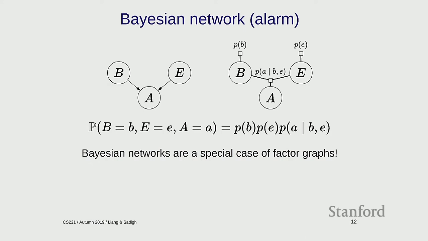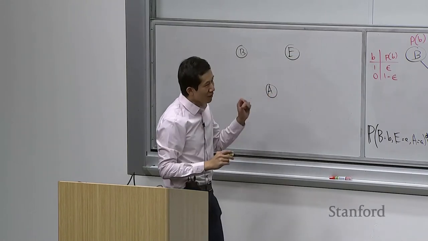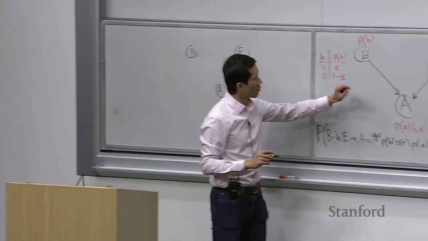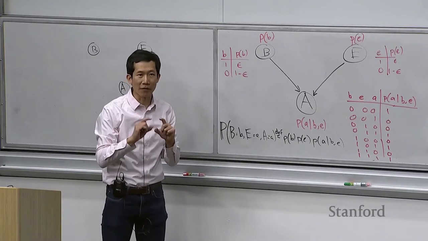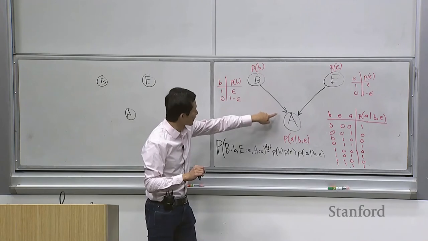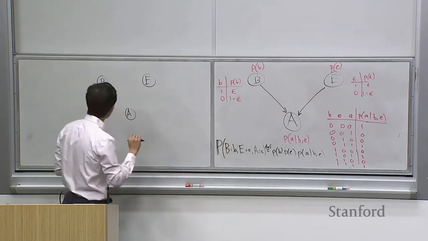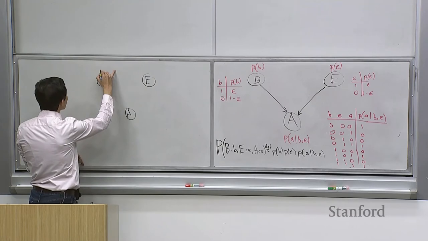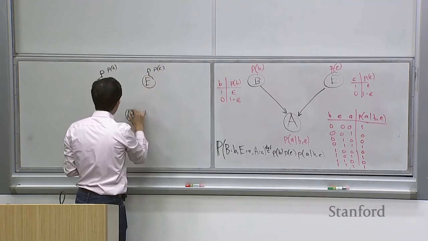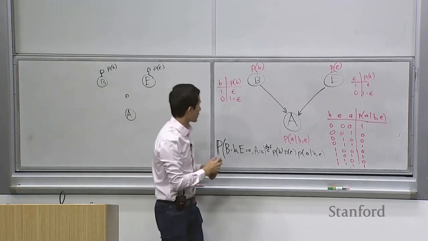For every Bayesian network, we can actually draw it as a factor graph. So here we have B, E, and A. It's really important to note how the factors arise. There's a local conditional distribution for every variable, and that is a factor. So for every variable, there's a factor. It's tempting to look at these edges and draw factors on them, but that's wrong. Remember, one factor per variable. So this variable has a factor, that is P of B. This variable has a factor, that's P of E. And this variable has a factor. What does this depend on? What is its scope?